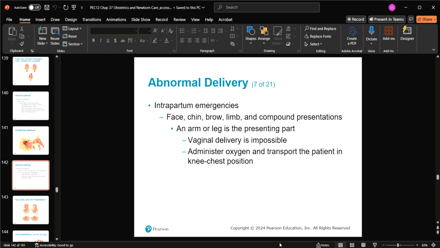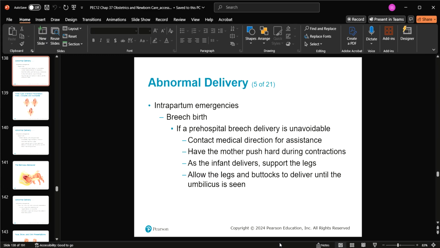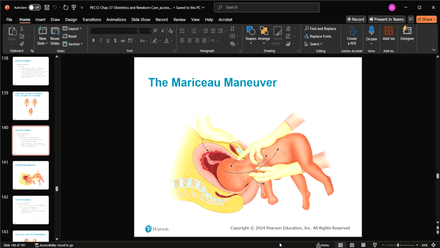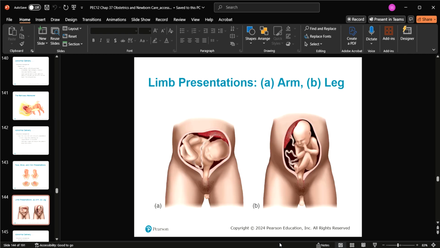Sometimes you have these presentations where delivery is impossible. For example, that frank breech positioning is probably going to be impossible for the mother. There's also another type, it's not a breech birth, but this is just limb presentation, where you have an arm or a leg presenting.